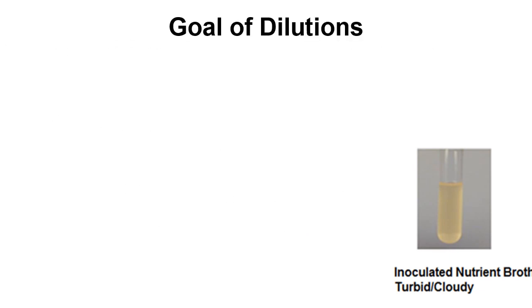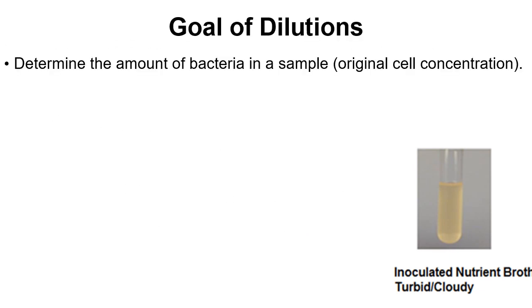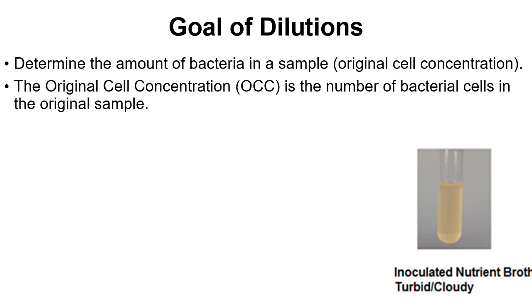The goal of dilutions is to determine the amount of bacteria in a sample. We call this the original cell concentration because we want to determine how many bacteria cells are in the original sample. The original cell concentration, or OCC, is the number of bacteria cells in this original sample.